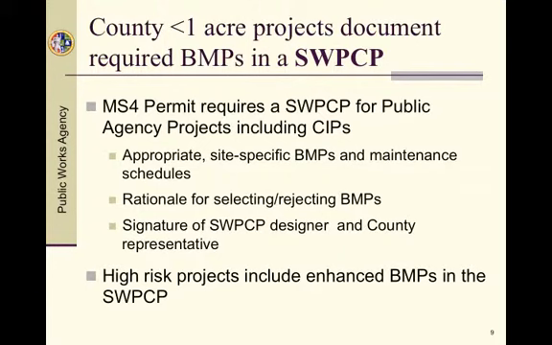County projects less than 1 acre require a SWPCP, or Stormwater Pollution Control Plan. Remember, for private projects less than 1 acre, you require the SW1 form, and for projects less than 1 acre that are public projects, you require this SWPCP form. And the MS4 permit requires an SWPCP for public agency projects, including CIPs. So their appropriate site-specific BMPs and maintenance schedules are identified, at which point within this document you have to show rationale for selecting and rejecting BMPs, so why you are or aren't using them, and there has to be a certification by a county representative for this document.